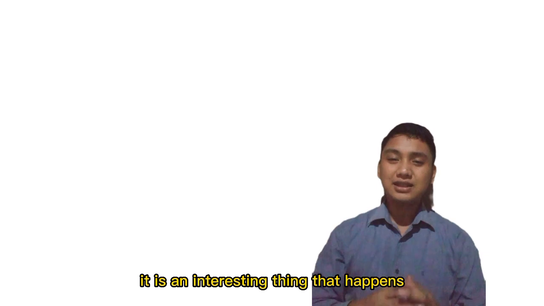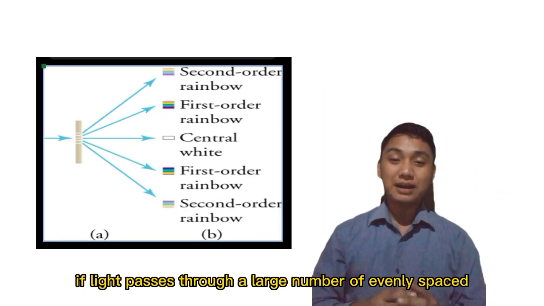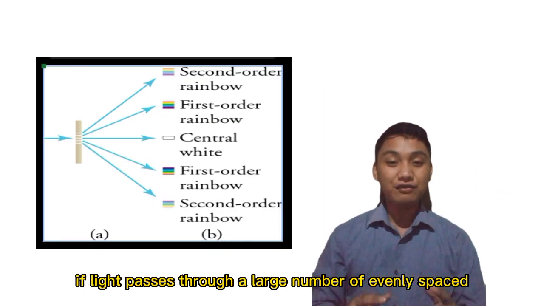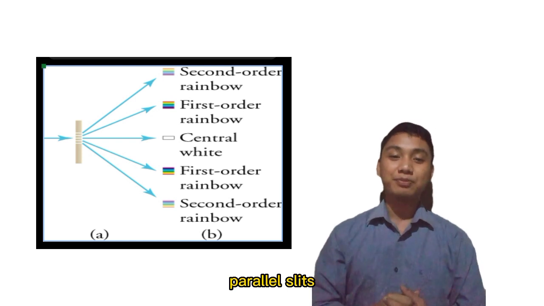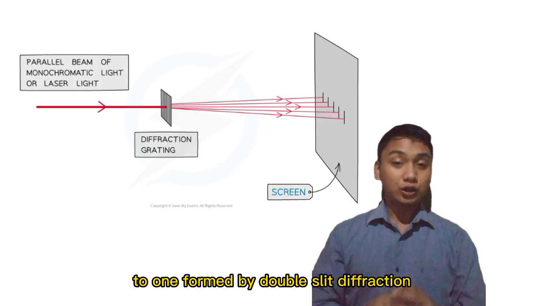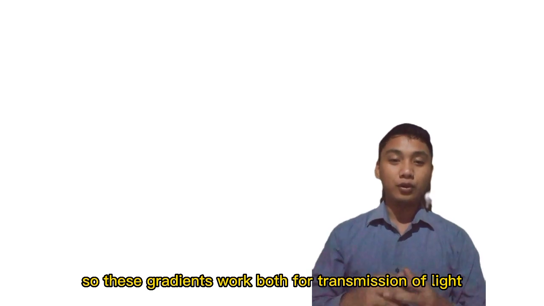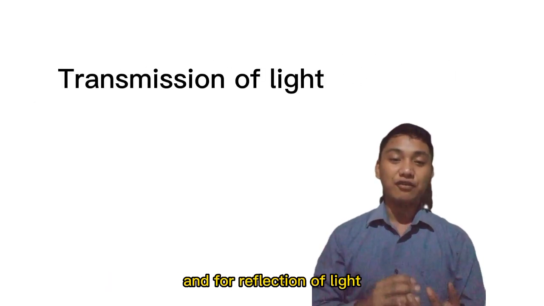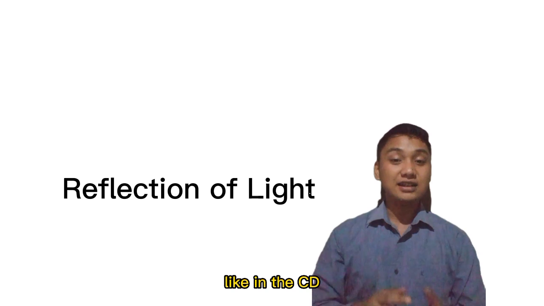An interesting thing happens if light passes through a large number of evenly spaced parallel slits: an interference pattern is created that is very similar to one formed by double slit diffraction. These gratings work both for transmission of light and for reflection of light, like in a CD.